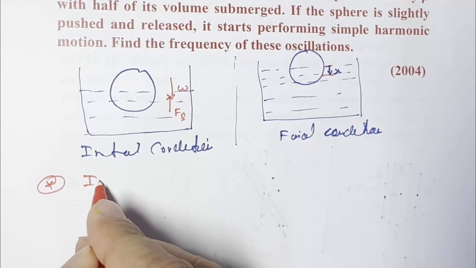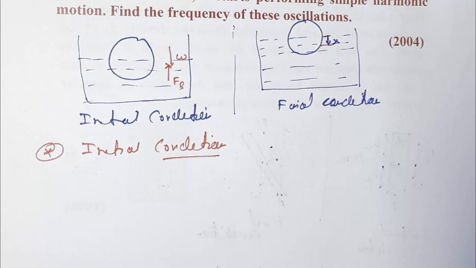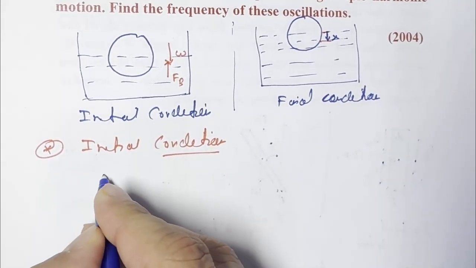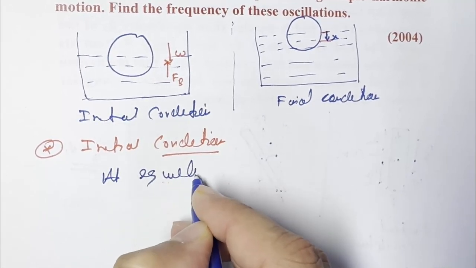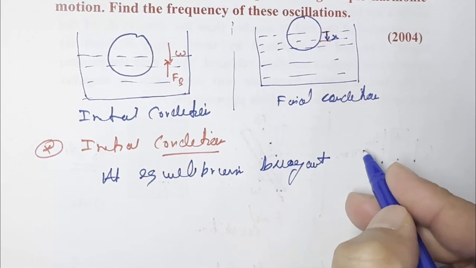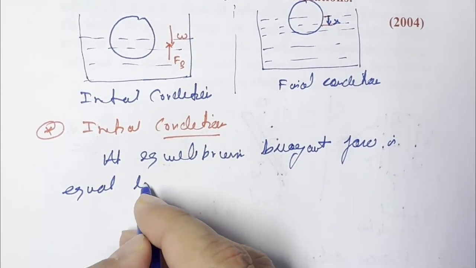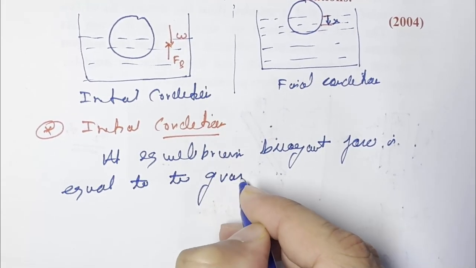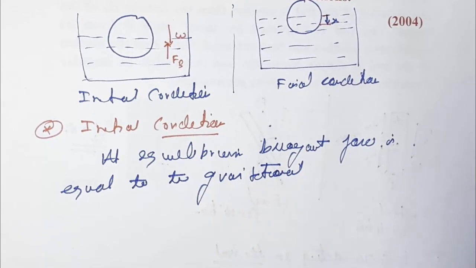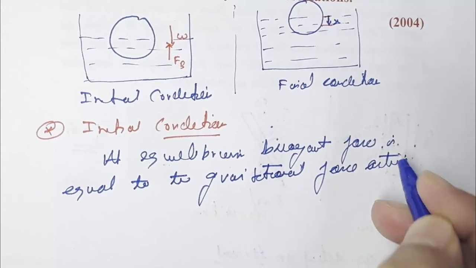So for the initial condition, at equilibrium, the buoyant force is equal to the gravitational force acting on the sphere.